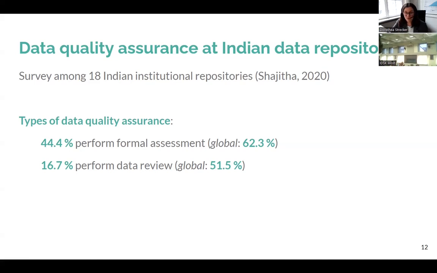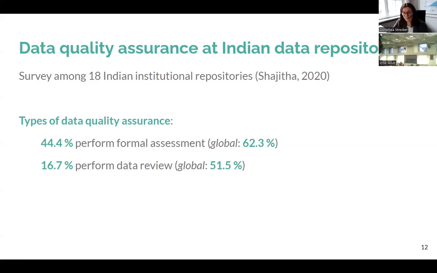So this survey found that 44% of the Indian institutional repositories perform formal assessment. And that is quite similar to the global survey we performed, in which 62.3% of the participants performed formal assessment. However, the percentage is quite a bit lower for data review. Here, Indian repositories are not as active as the global repository landscape, I would say.